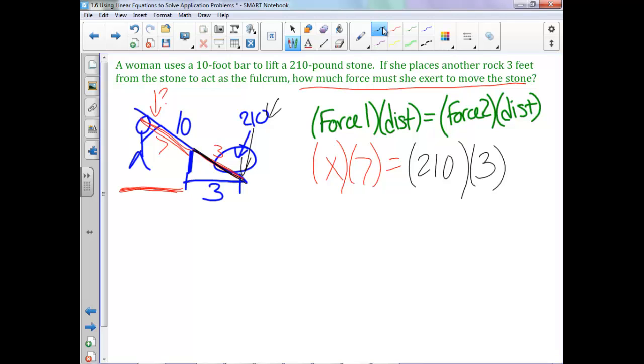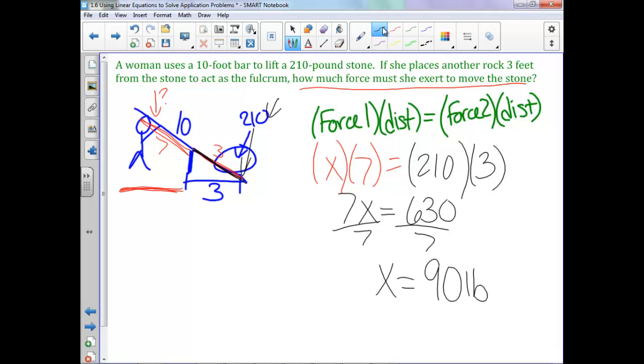And now we'll just solve this problem. So you've got 7x equals 630. Divide by 7. And x equals 90 pounds. Not too bad.